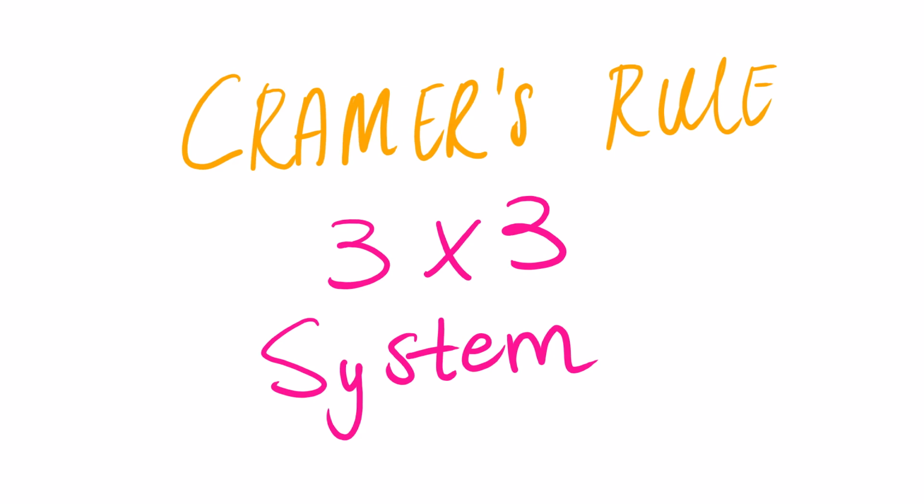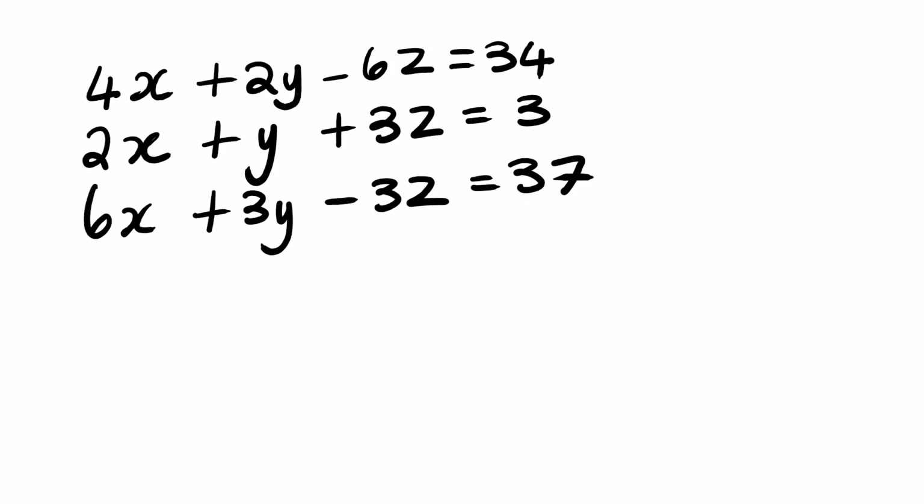Today we'll be looking at Cramer's rule for a 3x3 system. Let us start. We have these three linear equations: the first one, the second one, and the third one. Remember, we are solving for the variables x, y, and z.